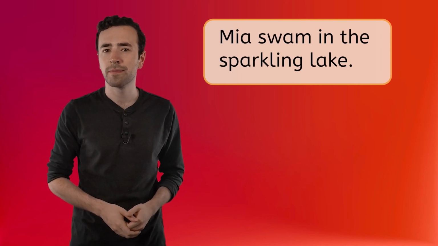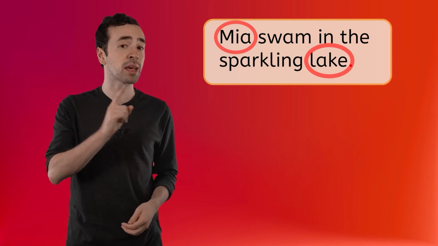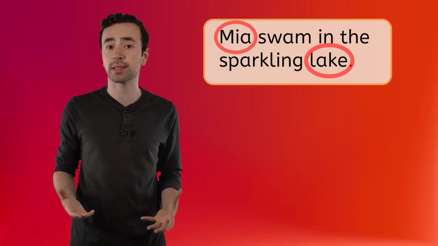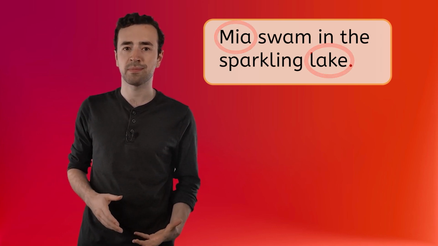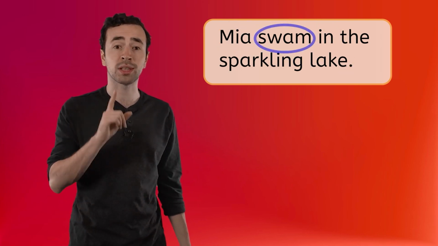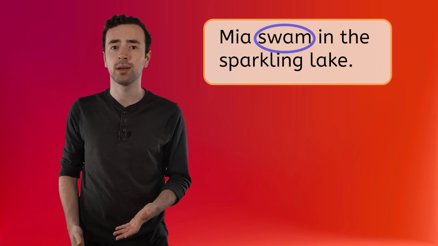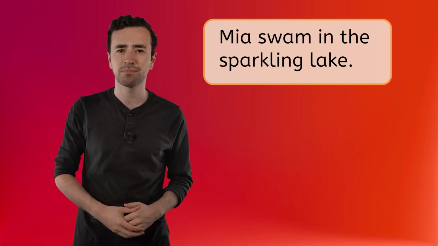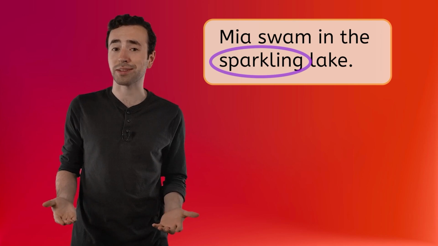All right, friends, let's put this all together. Take a look at this example. Mia swam in the sparkling lake. The nouns in the sentence are the words Mia and lake because Mia references a name and the lake is a place. Mia is a proper noun while lake is common. Our verb here is swam, which is an action verb because it's saying exactly what the subject, Mia, is doing. Can you spot the adjective in the sentence? If you said sparkling, then you're correct.